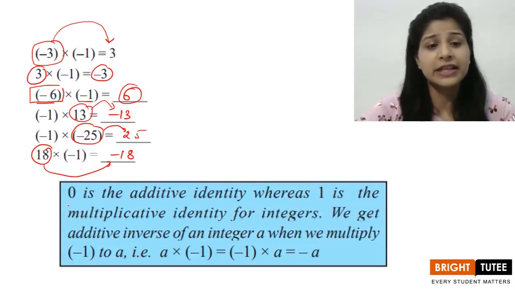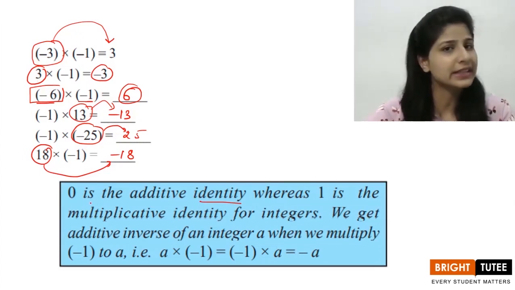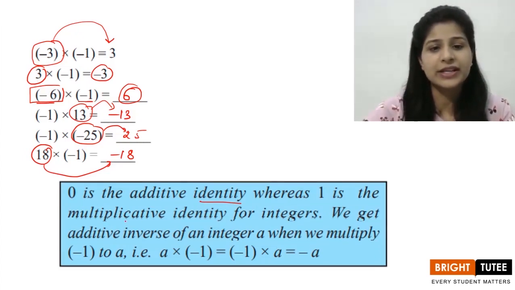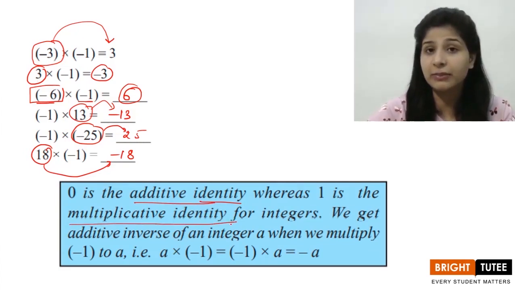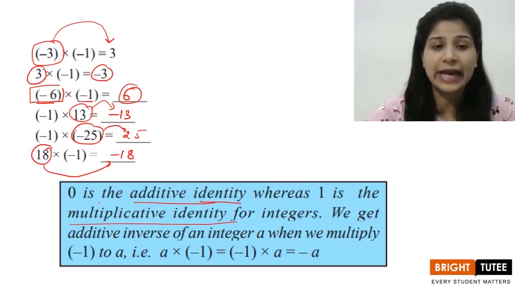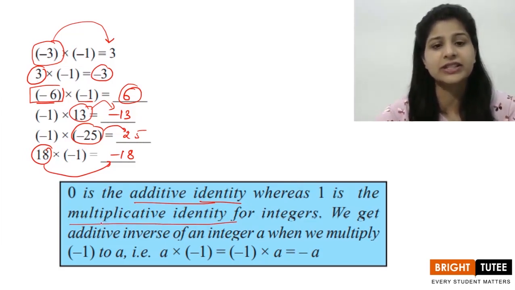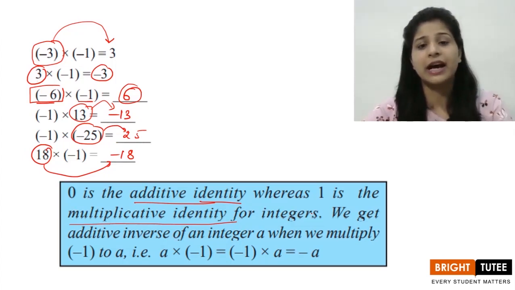So 0 is the additive identity, because when we were adding 0 in the number, we were getting the same number. Whereas 1 is the multiplicative identity. So this is a very important question, can come for 1 mark in your exams, that what is the additive identity for integers and what is the multiplicative identity for integers. You're gonna answer that 0 is the additive identity, whereas 1 is the multiplicative identity.